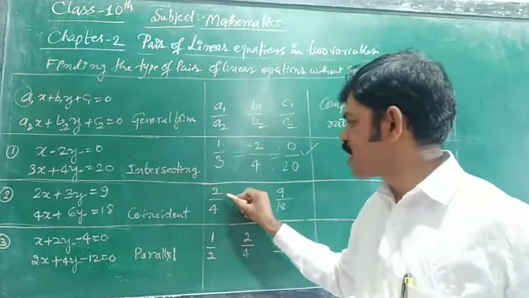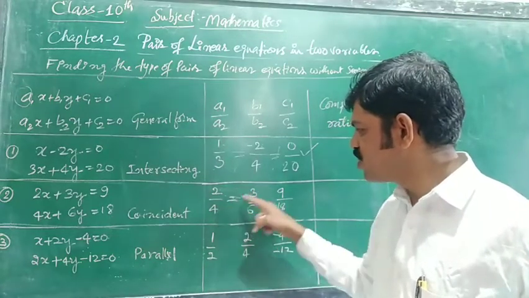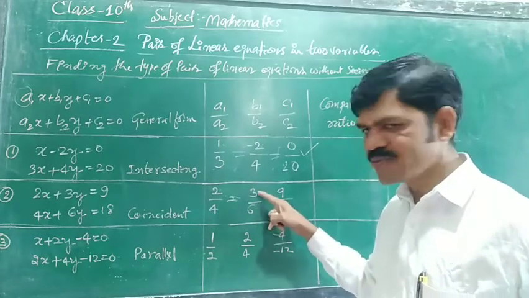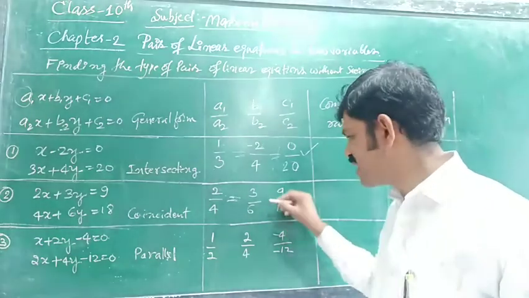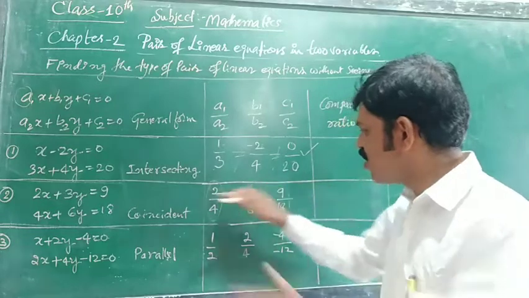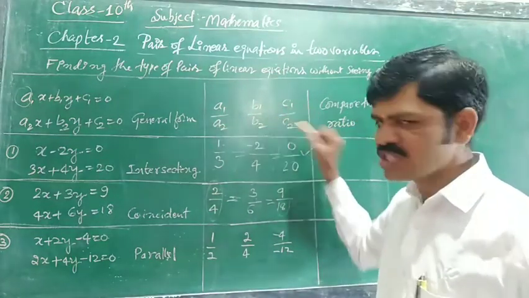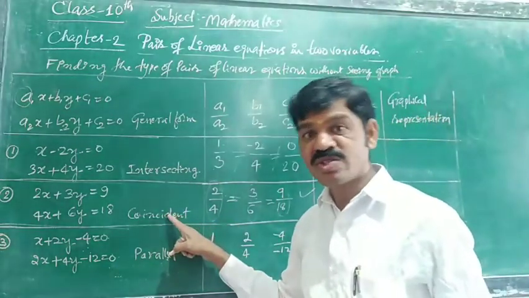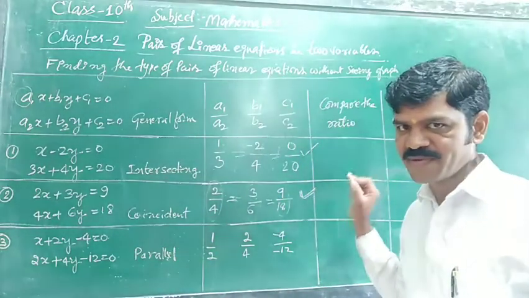Second one, 2 by 4 is equal to 3 by 6, because this is 1 by 2. 2 ones are 2, 2 twos are 4. This is also 1 by 2. 3 ones are 3, 3 twos are 6. 9 ones are 9, 9 twos are 18. See, this is equal to this and this is equal to this. All three are equal. I mean, a1 by a2 is equal to b1 by b2 is equal to c1 by c2. In this condition, this is a coincident pair of linear equations. We have already solved it, you know that. But the coefficient ratios will be equal.